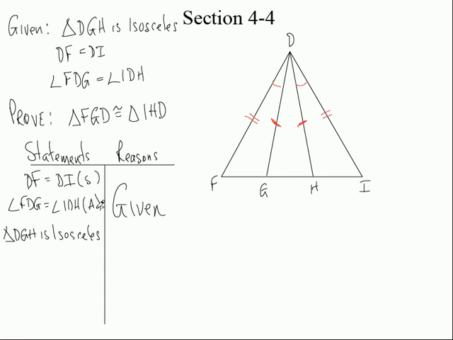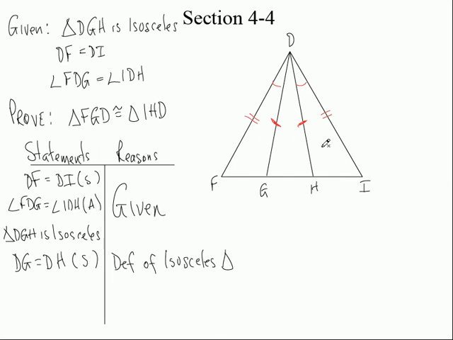Now, there's my side, there's my angle. I'm still missing that other side. So now I got to say DG is equal to what? DH. Now I have to have a reason for that too. Why? Definition of isosceles triangle. Okay? It's pretty easy, isn't it? What did I just find right there? That's one of my sides, isn't it? Yeah. So look, I've got a side, I've got an angle, I've got a side.